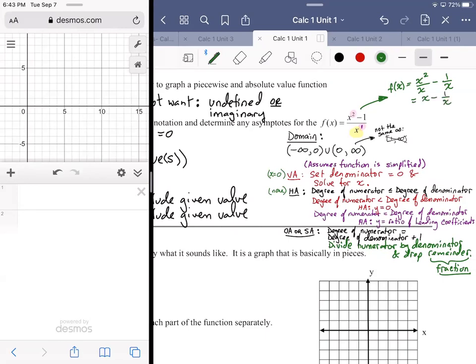And then drop any fraction. The 1 is the remainder, so that would get dropped, but along with it comes the over x part of it with the minus. All right. So my OA or my SA, we would ditch this piece, would just be the line y equals x.